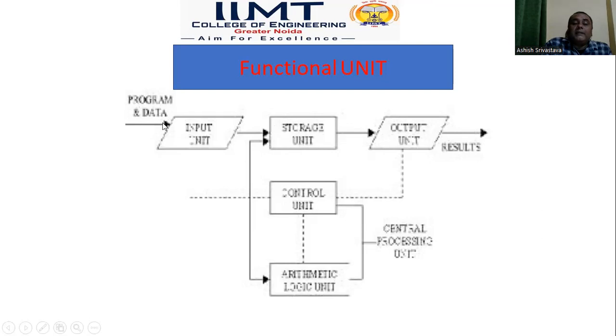When the program or data enters the input unit, it passes to the storage unit, meaning the memory unit, and then the memory unit passes it to the control unit, and the control unit passes it to the arithmetic and logical unit to perform the operation. Then it passes back to the control unit, and when the operation is done, it passes to the output unit, and the output unit shows our results.